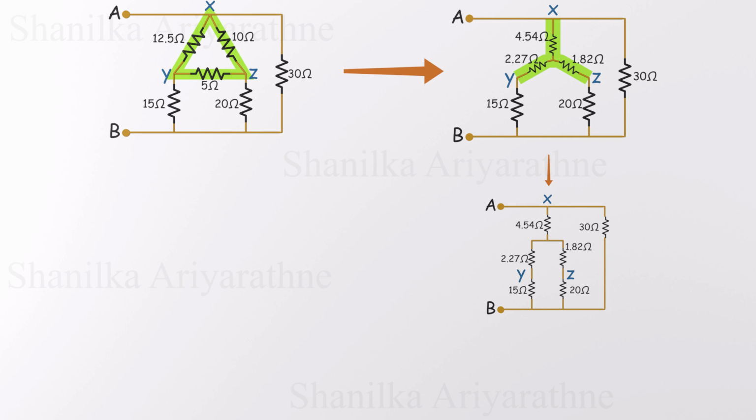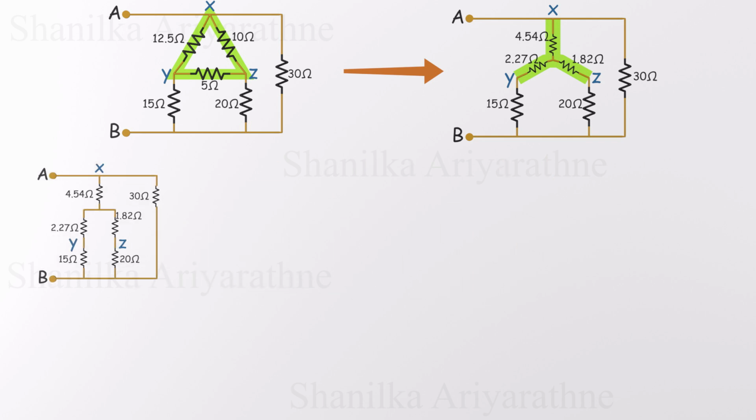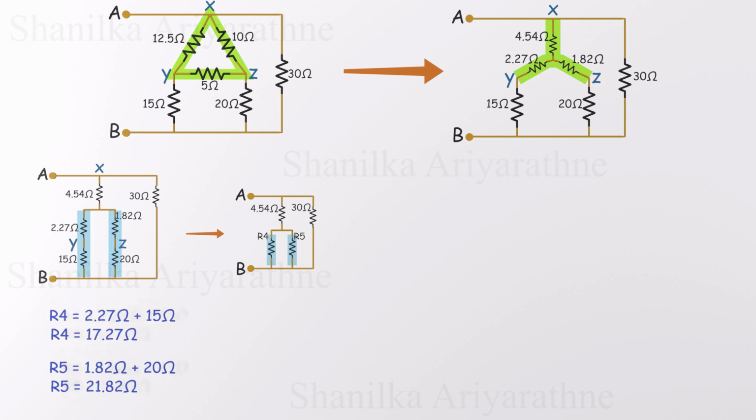Let's start simplifying the circuit after our delta to Y transformation. Now each of these branches contains a pair of resistors in series, which we can combine first. We'll label the results as R4 and R5. After adding the resistors in each branch, we get R4 equals 17.27 ohms and R5 equals 21.82 ohms.